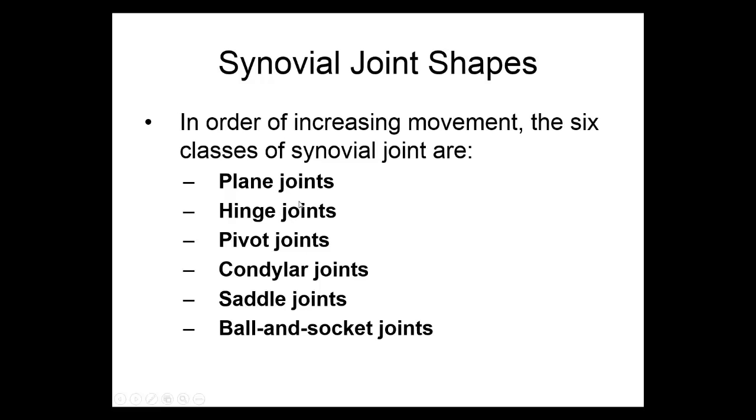We have plane joints, where the joints only slide over each other. They have almost flat surfaces or slightly concave surfaces, but they're only capable of sliding over each other, not really performing an angular motion. Sort of like the joints you have between the carpal bones or the tarsal bones, which allow the bones to just slide slightly over each other. Then we have hinged joints, sort of like door hinges, where it allows only uniaxial movement. And to give you an example of a hinge joint, you have your elbow joint, right?